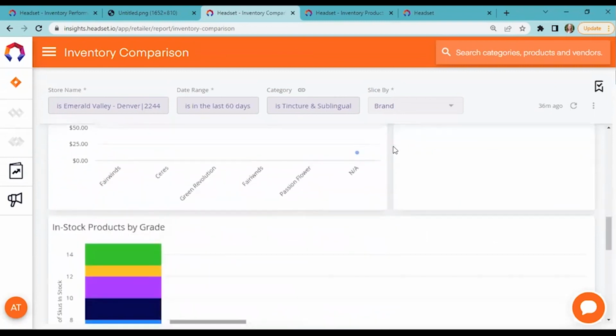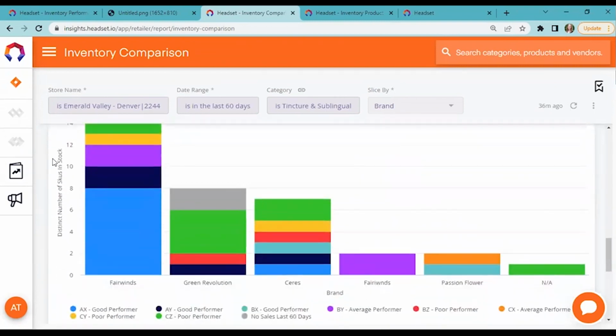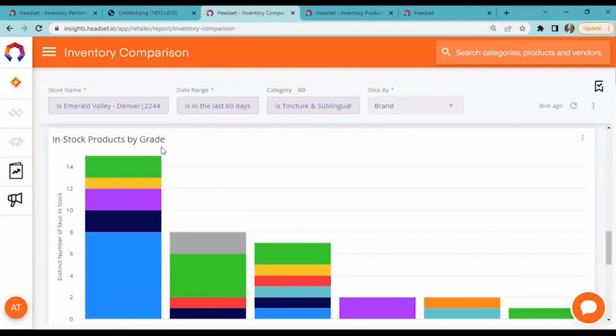And then down here at the very bottom, also kind of interesting. So this is broken up into brand again, and this is only going to be comparing the same categories against each other. So again, I have tinctures here. We can see per brand, how much percentage do we have of average, good, and poor performers. So if we hover over any one of these different colors, we can see there are 8 products underneath Fairwinds that are good performers, which is awesome. We have 2 products here that are poor performers.